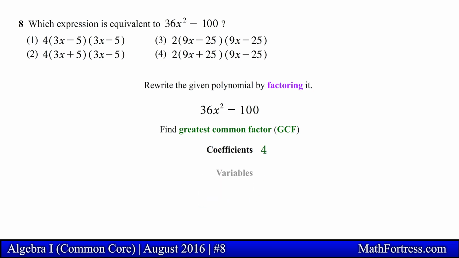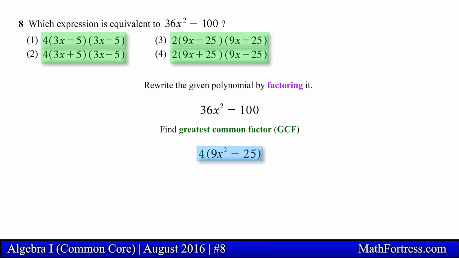Next, we need to determine if both terms have a common variable. The first term has x squared, and the second term does not have a variable, so both terms do not have a common variable. So the greatest common factor between these two terms is going to be 4. Factoring out 4 from both terms, we obtain the following expression: 4 times the quantity 9x squared minus 25.